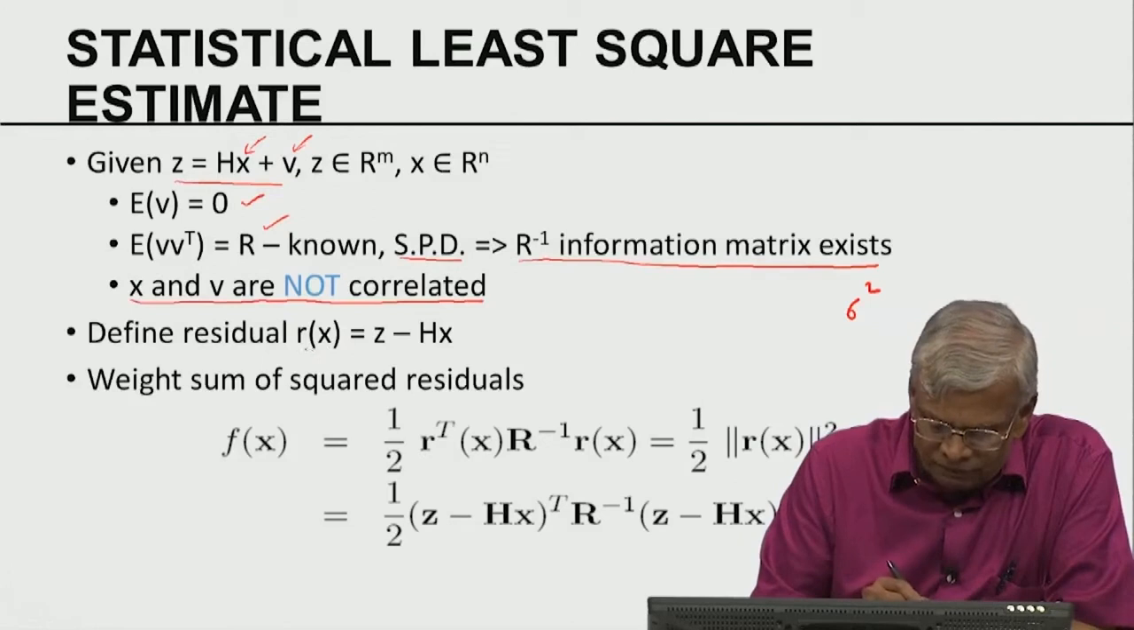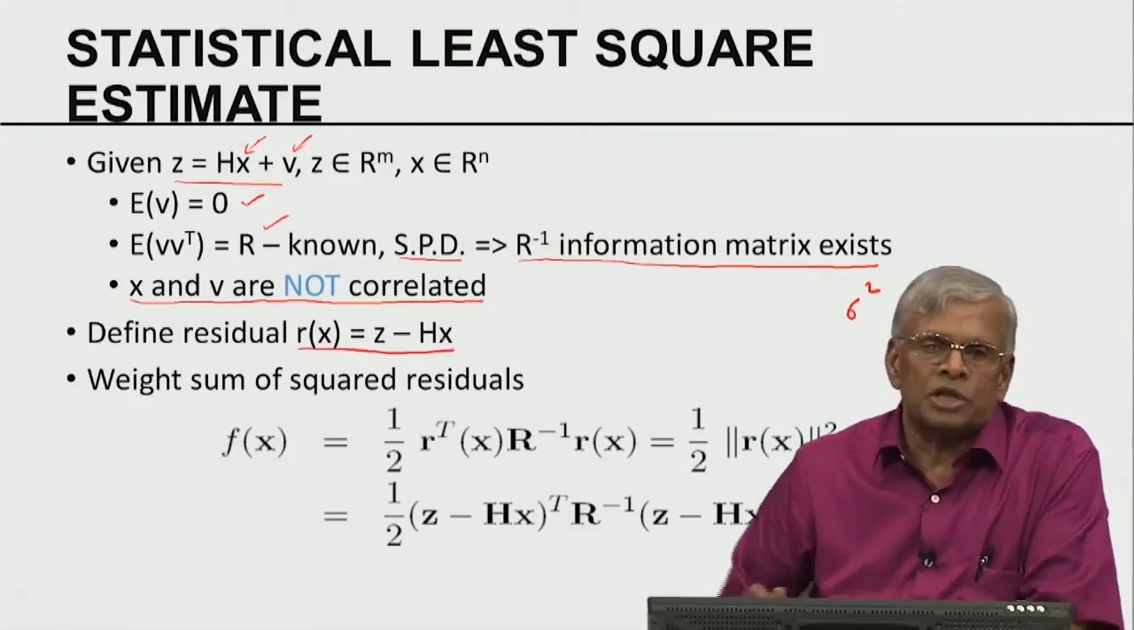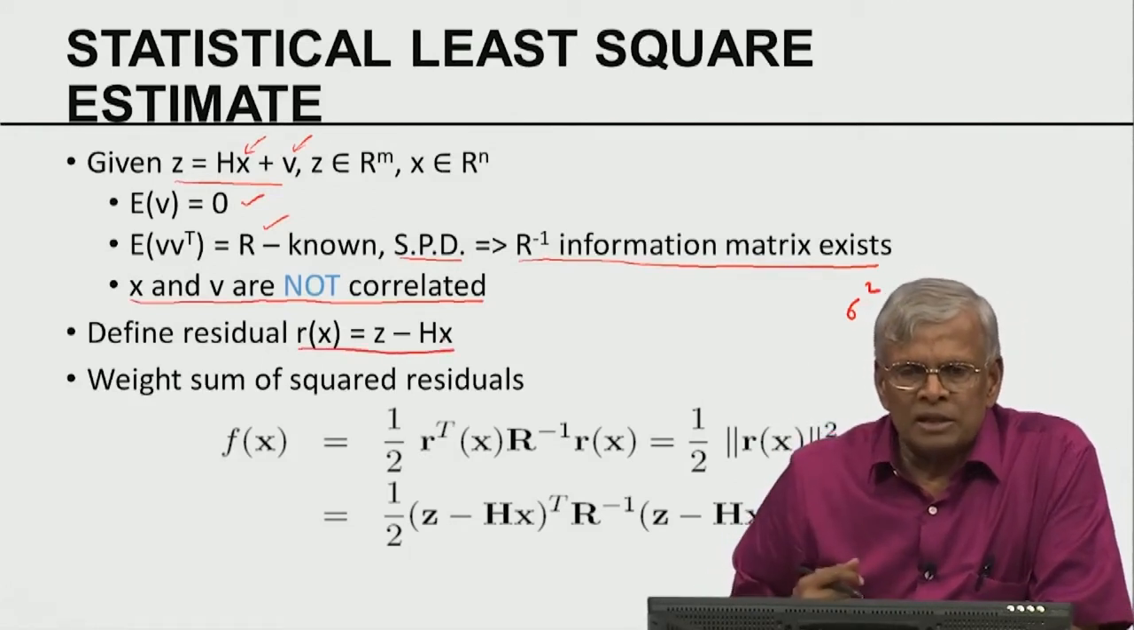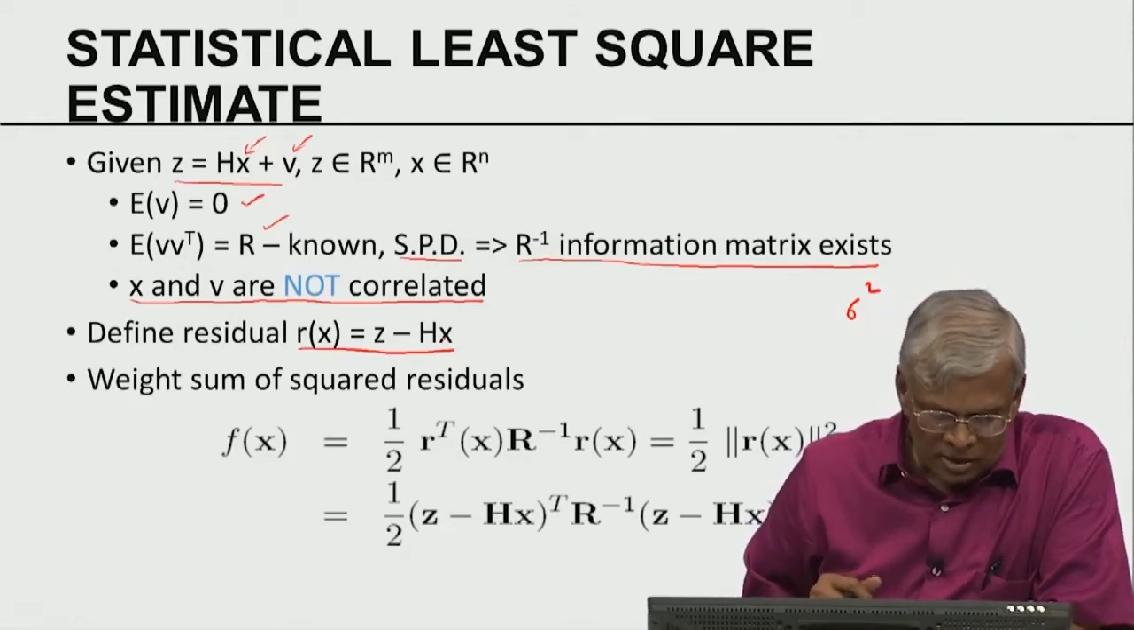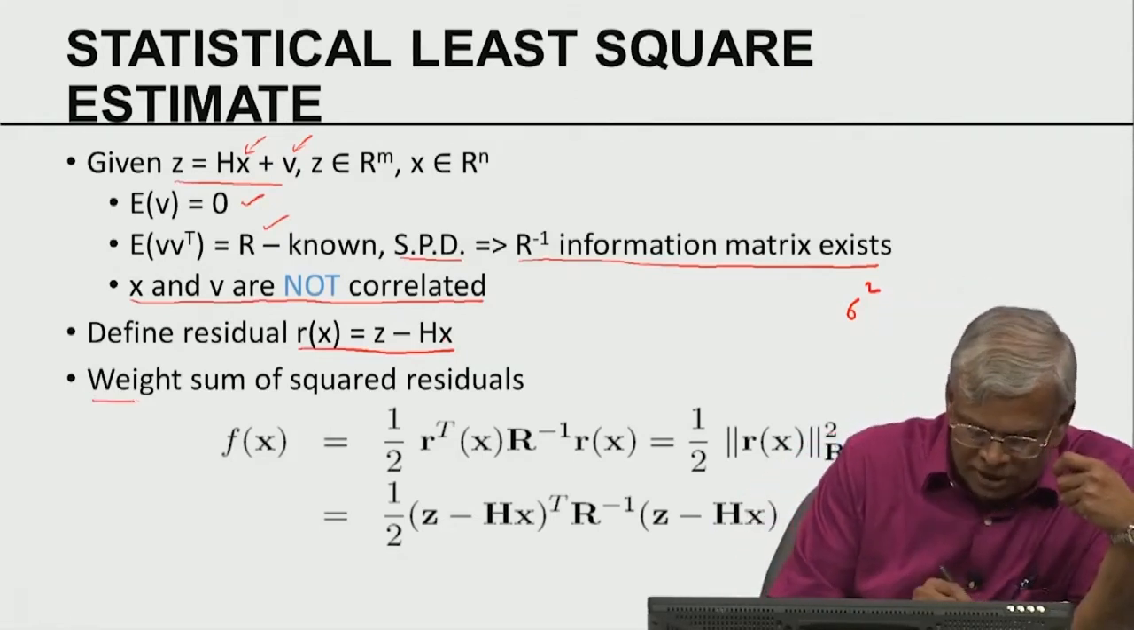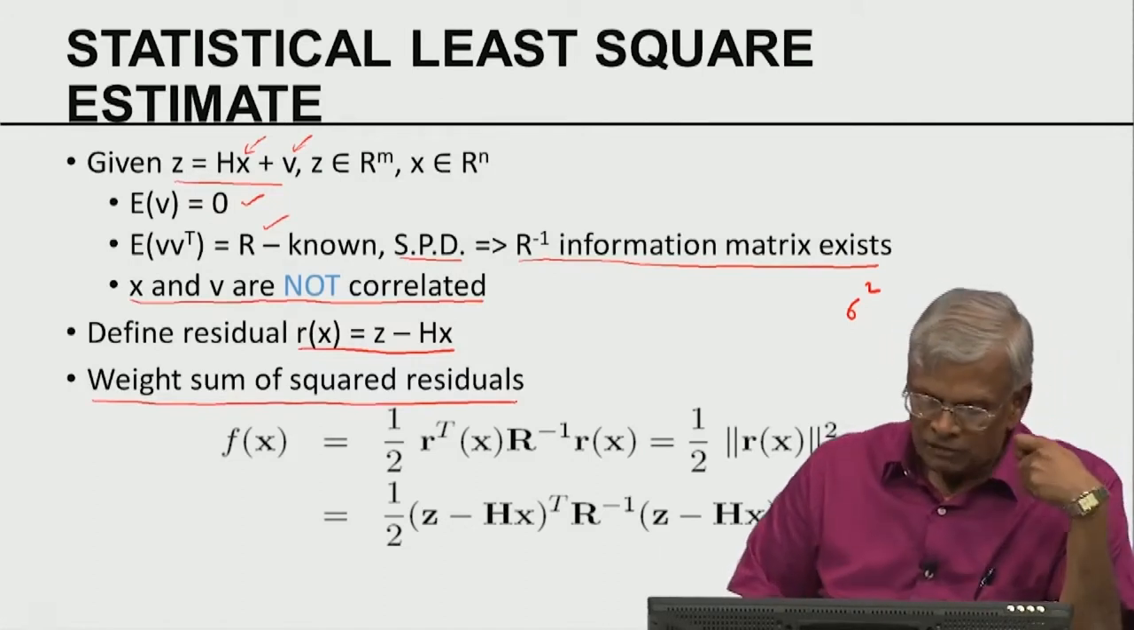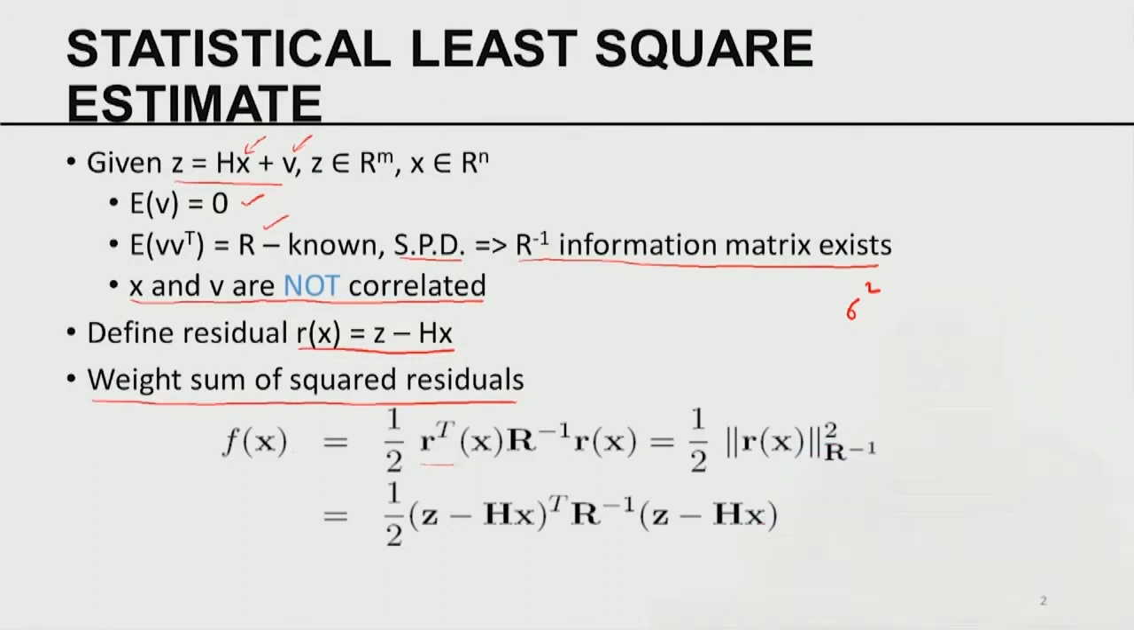Now define the residual. This should sound very familiar to us. That's what we have done in deterministic least squares. So I can now consider the weighted sum of square residuals. The weighted sum of square residuals F(x) is equal to r(x) transpose R inverse r(x). R is the noise covariance, and this is also called the energy norm square of r(x), where the weight is R inverse. The explicit expression is given by (z minus Hx) transpose R inverse (z minus Hx).